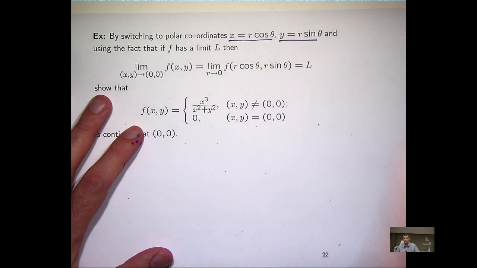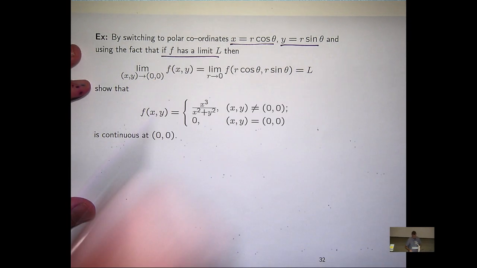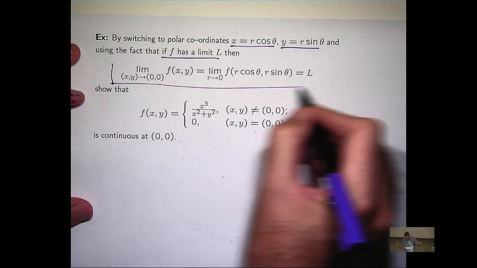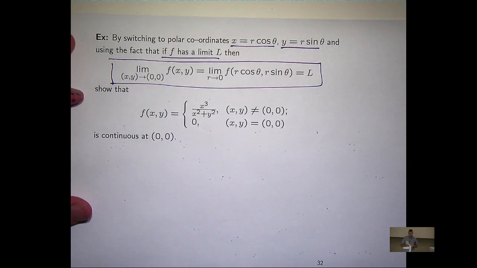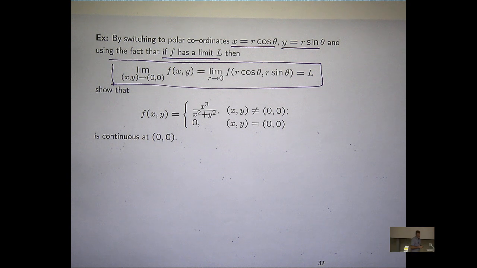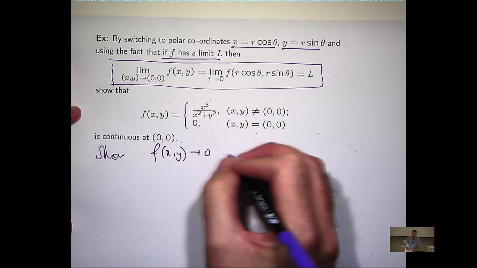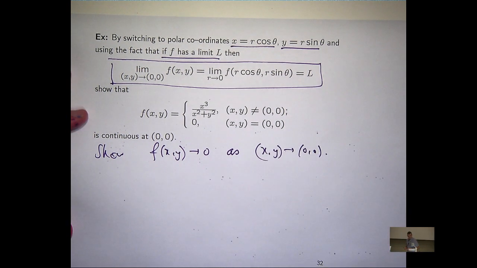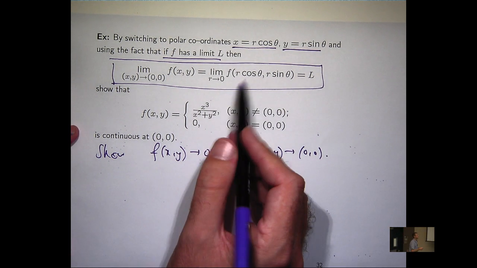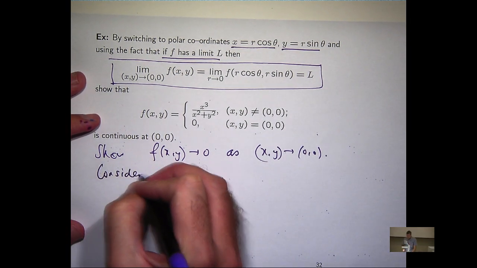So as a last resort, switch to polars, and then if the limit exists, you can just consider this limit rather than this one. And of course here we're approaching 0, 0, right, the origin. So for this one, we want to show that f approaches 0 as x and y approach 0. So let's actually replace x with r cos theta and y with r sine theta.